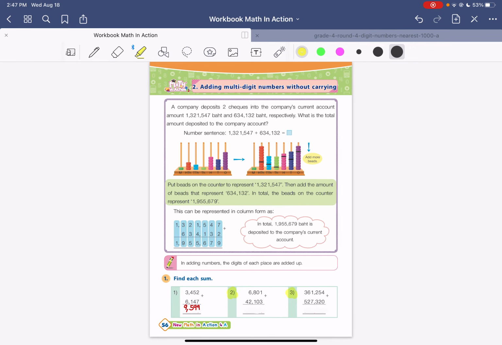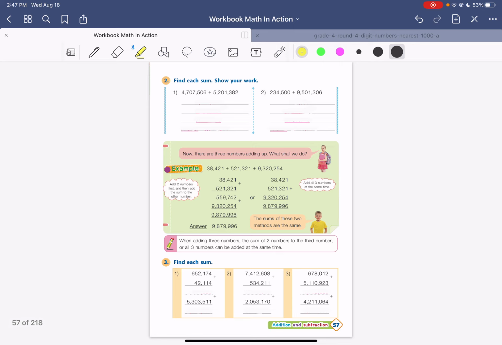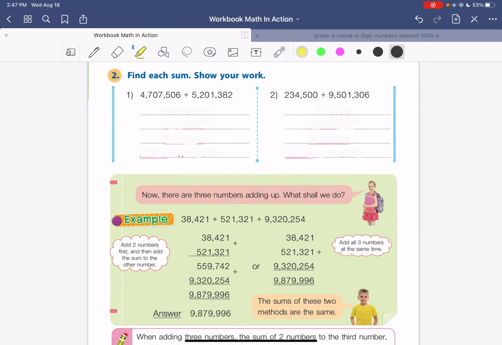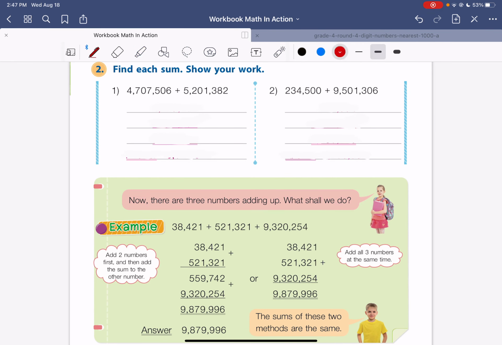Right, we're just going to add simply. Okay, so again, the last one I want you guys to do for homework. We're going to find each sum. Show your work. All right, so here we have 4,707,506 plus 5,201,382. We're going to stack it up, right?